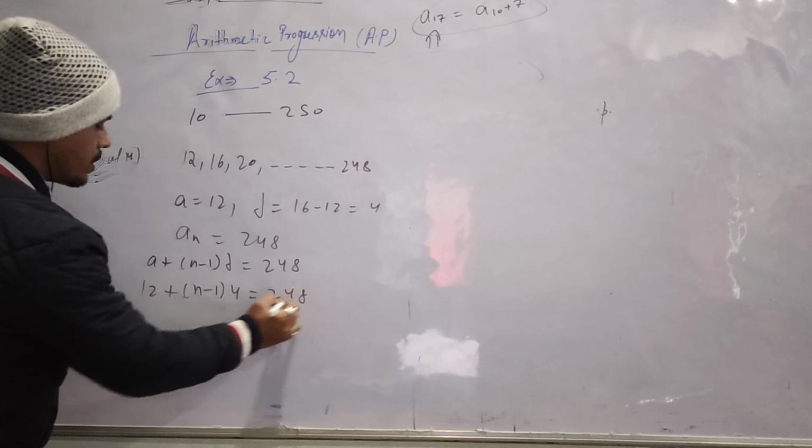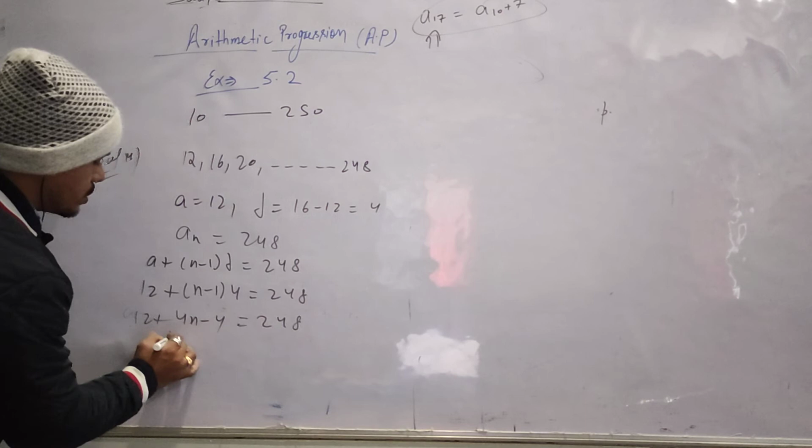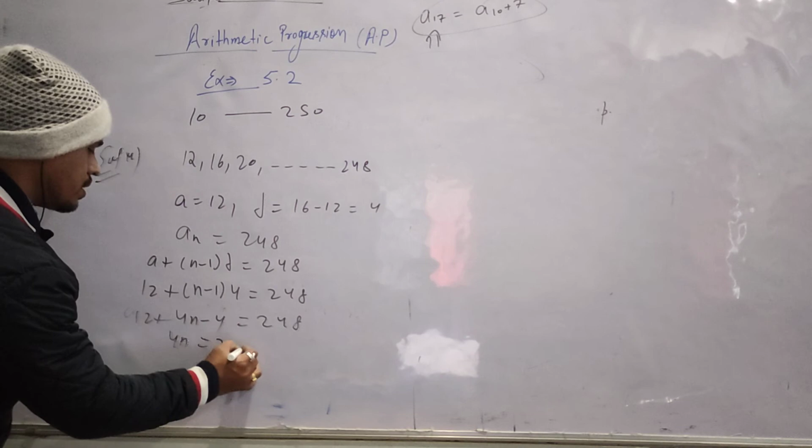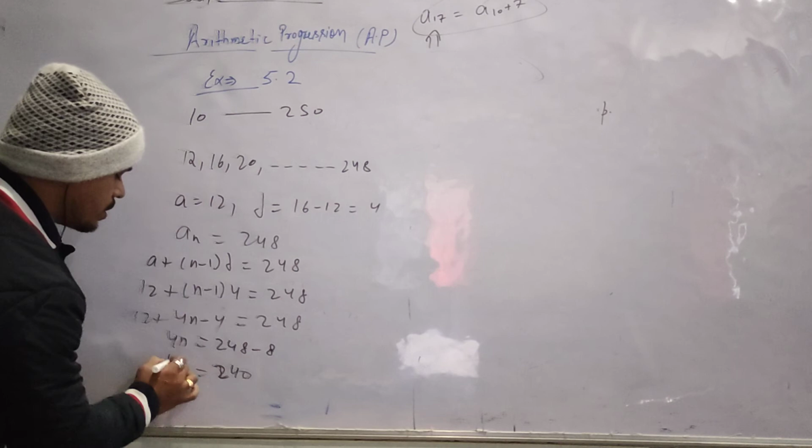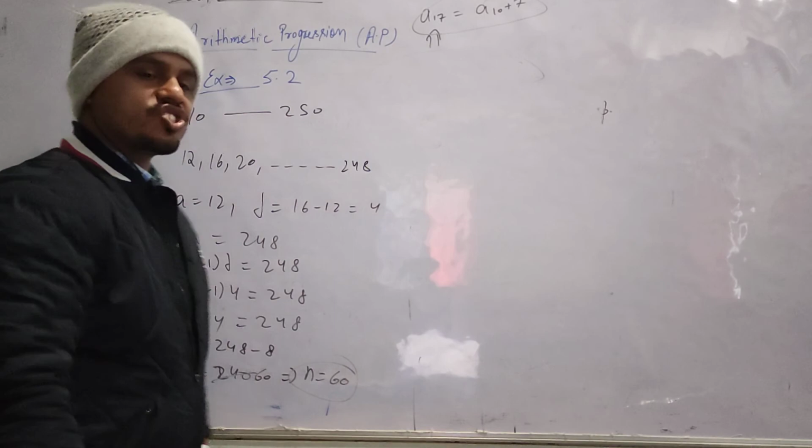4n minus 4, plus 12. So it is 4n, 12 minus 4 is 8, and that 8 goes across and is subtracted. So 4n equal to 240. 4 into 60 cancels out, so n equal to 60. So there are 60 terms between 10 and 250 that are multiples of 4.